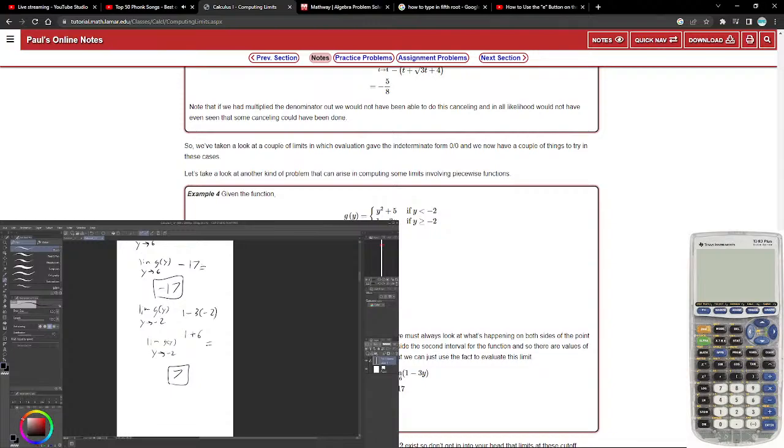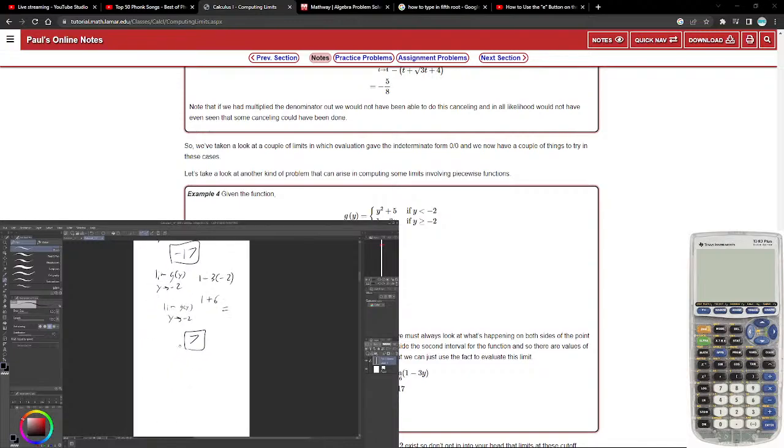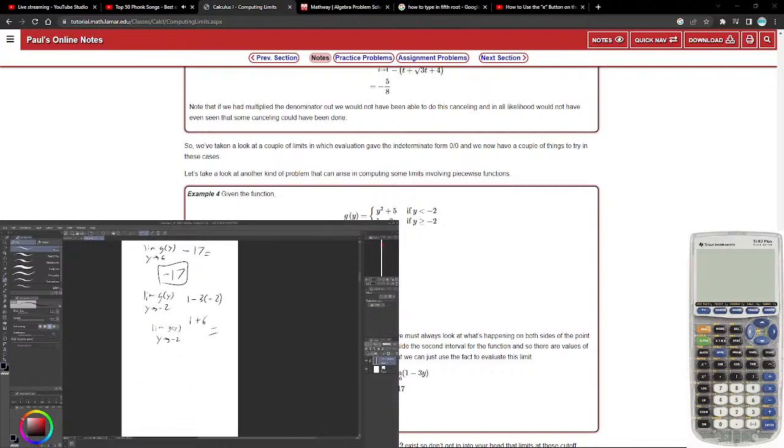Okay. So for this one, if it's less than negative 2, that's something completely different. I don't know how you'd show that though.